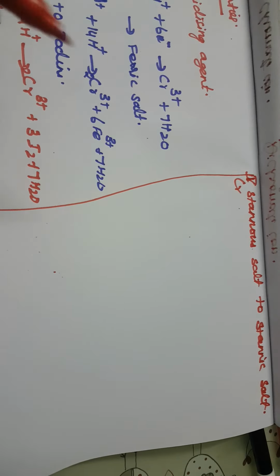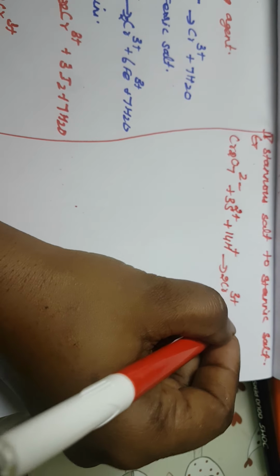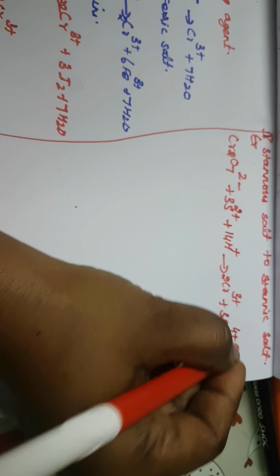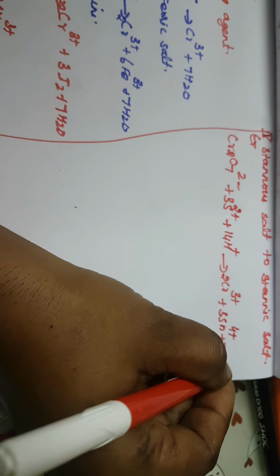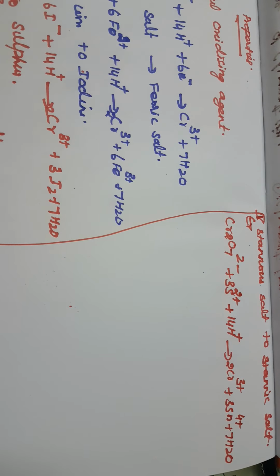Cr2O7 2 minus plus 3Sn2 plus plus 14H plus, giving 2Cr3 plus plus 3Sn4 plus plus 7H2O. Okay, so here see all the equations, all the chromium are 3 plus ion, then again 7 molecules of water. So everything is under the same equation.